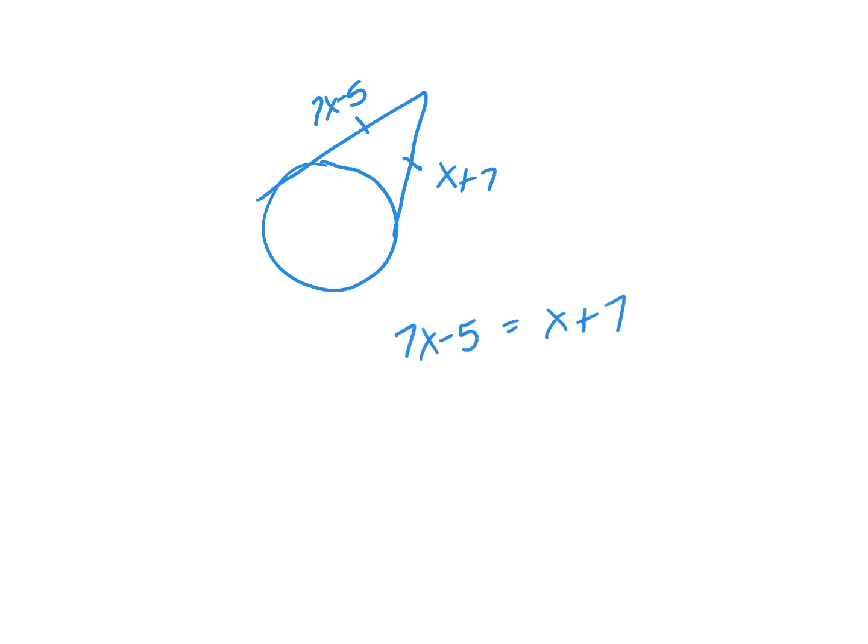If we have a circle with two tangents, these two sides have to be equal. So if this is 7x minus 5 and this is x plus 7, we just make 7x minus 5 equal to x plus 7. Subtract x from both sides, we get 6x. Add 5 to both sides, and we get 12, and x equals 2. If they ask you for x, you're finished.